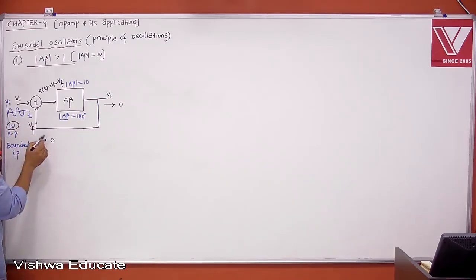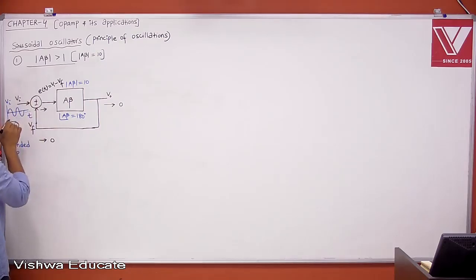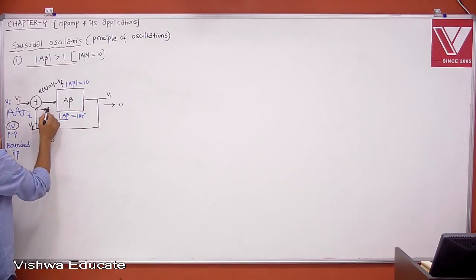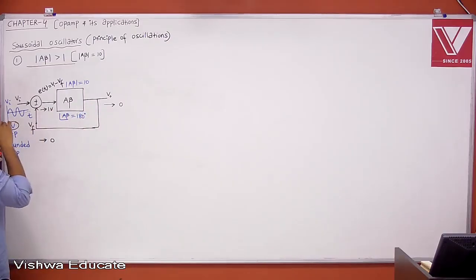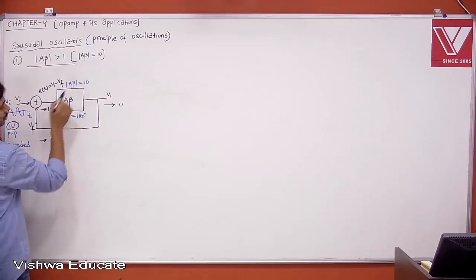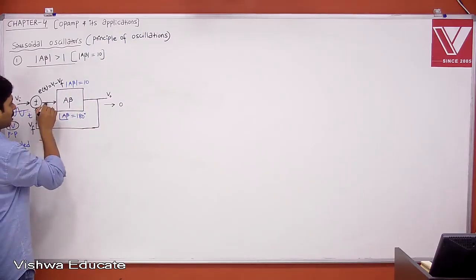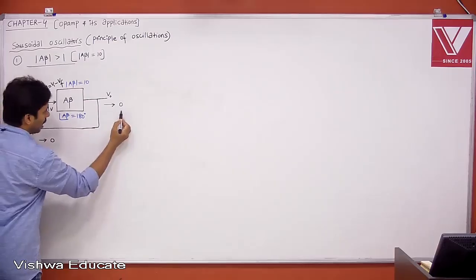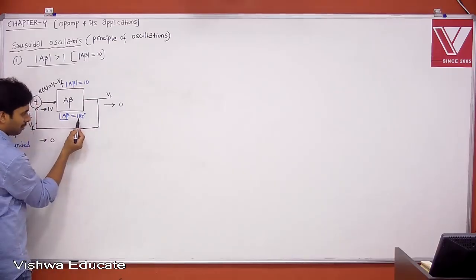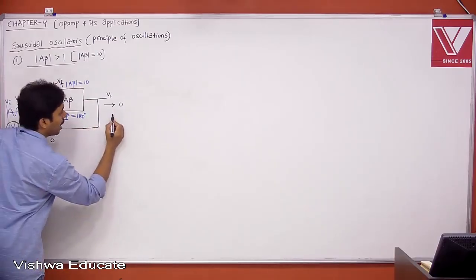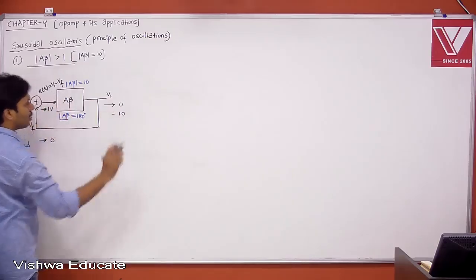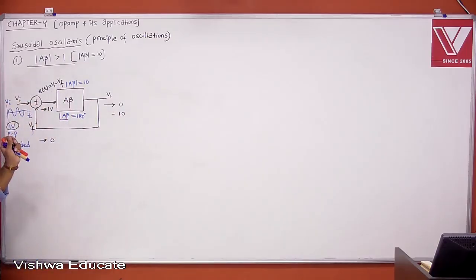The error voltage is VI minus VF. VI is 1 volt and VF is initially 0. Therefore, the error voltage is also 1 volt peak to peak. Then 1 volt into 10 gives 10, but with a phase shift of 180 degrees, which we represent as minus 10. Now what are you getting? We are getting minus 10.